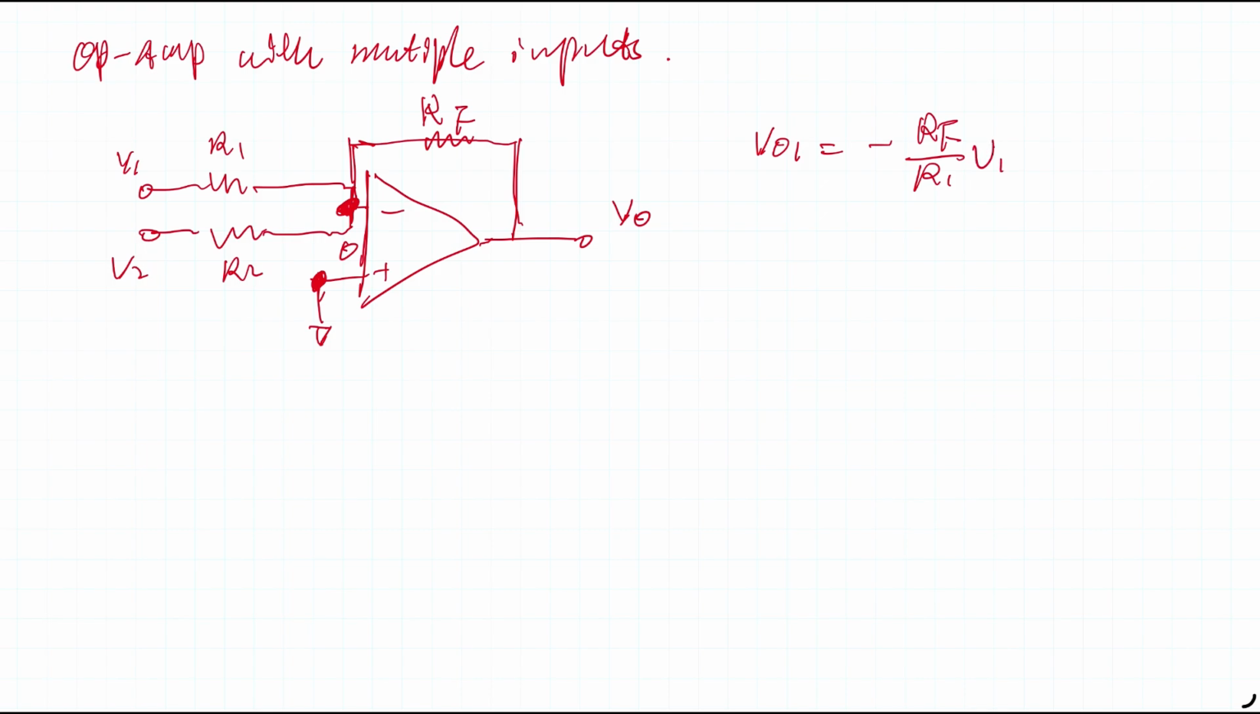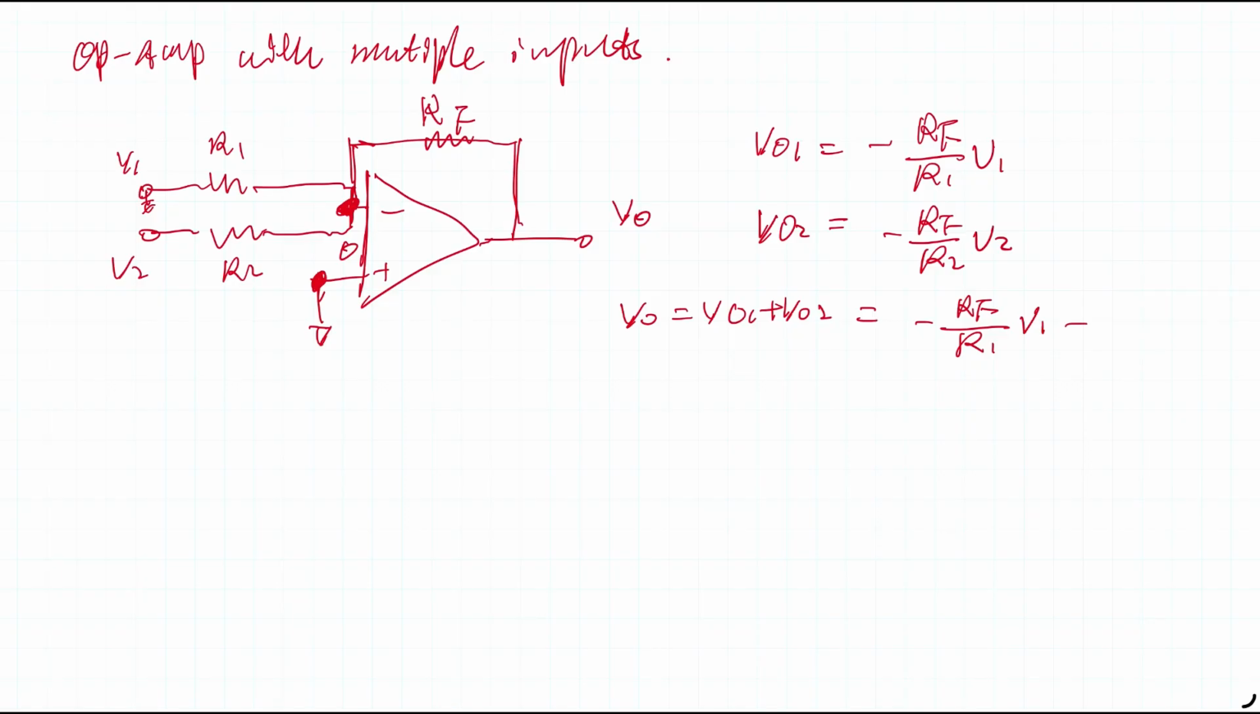By the same token, we can analyze the impact of V2. We assume V1 is connected to the ground, so both sides of V1 are at 0 potential. Then we know Vo2 is minus RF over R2 times V2. So the total Vout is the sum of Vo1 plus Vo2, which is minus RF over R1 times V1 minus RF over R2 times V2.